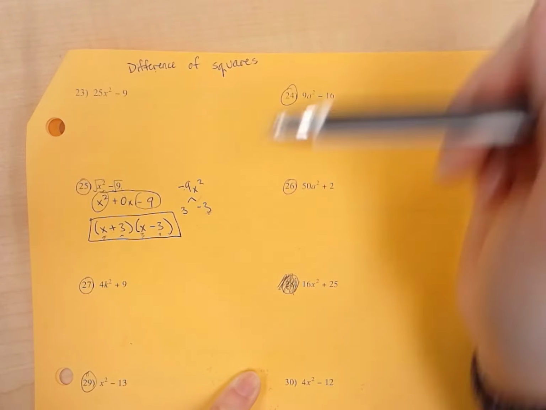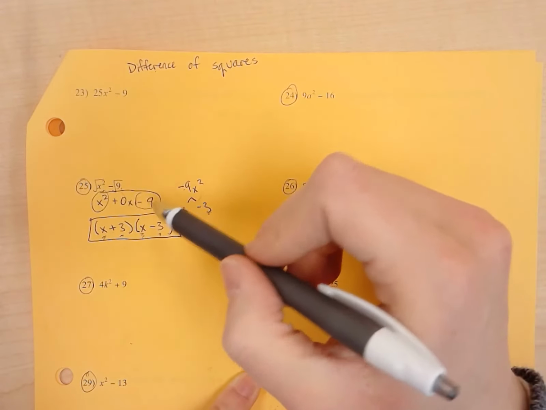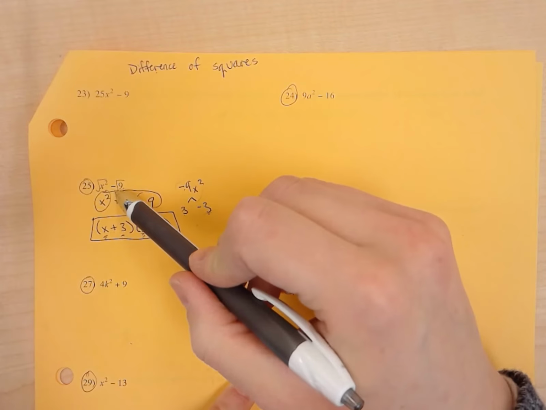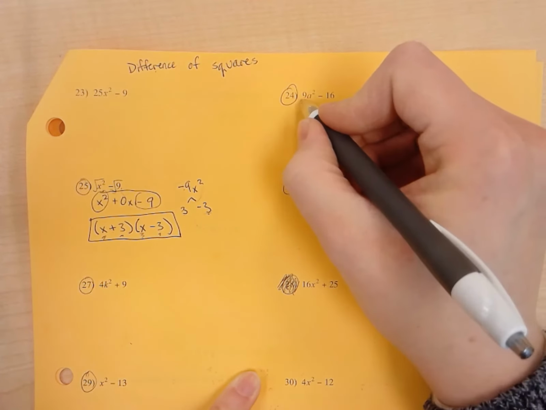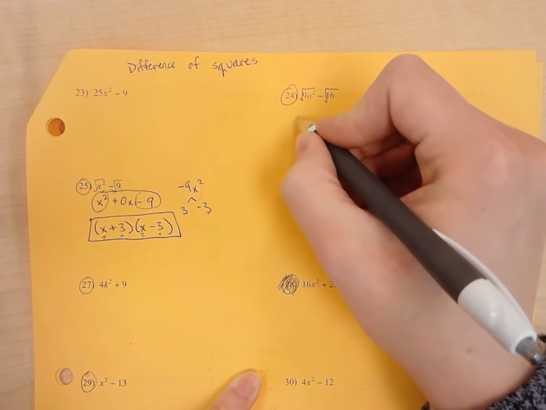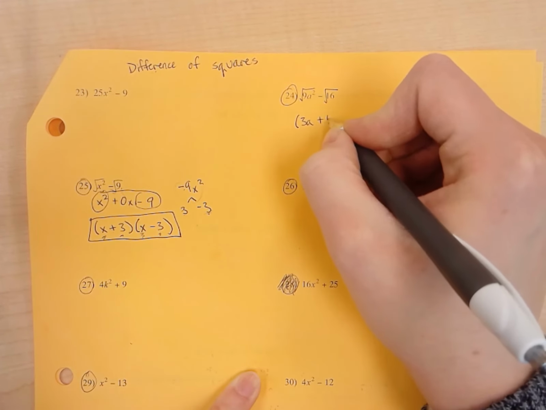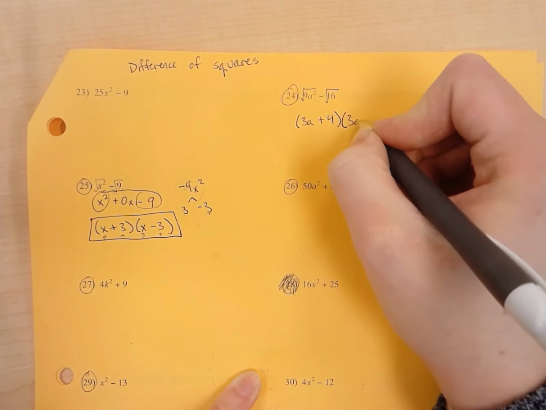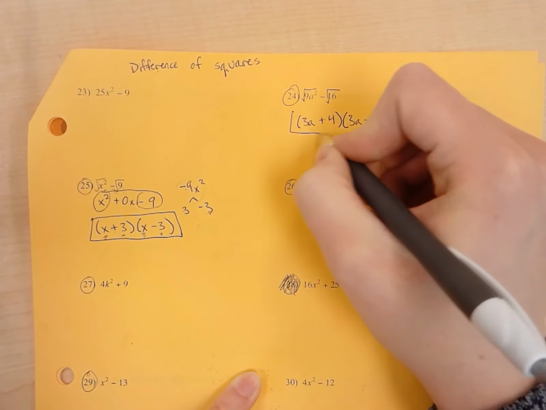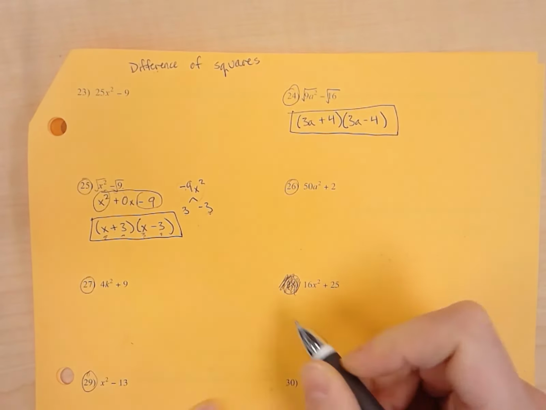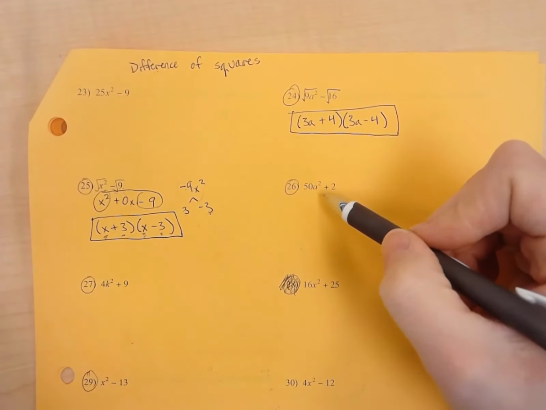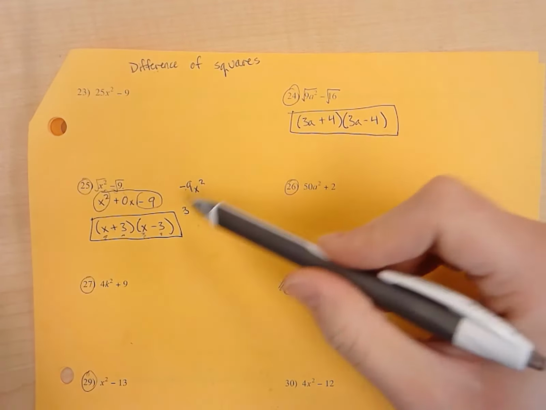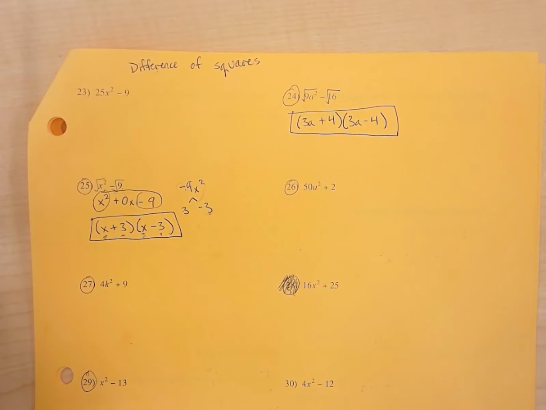And we can only use this shortcut of taking the square root if it is a difference of squares, meaning there's a subtraction. So for example, I could do something like 24, and I get 3a plus 4 and 3a minus 4. And that's all it is. Same with 20, oh no, 27 is different. 26, I mean, a few of these are different for a few different reasons. We'll come back to 26.